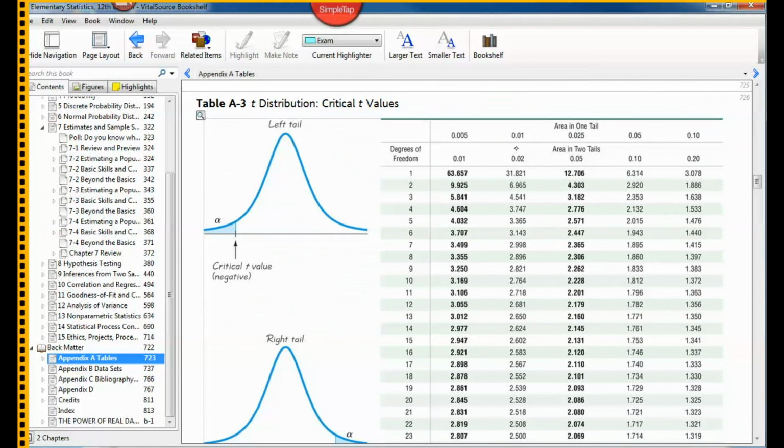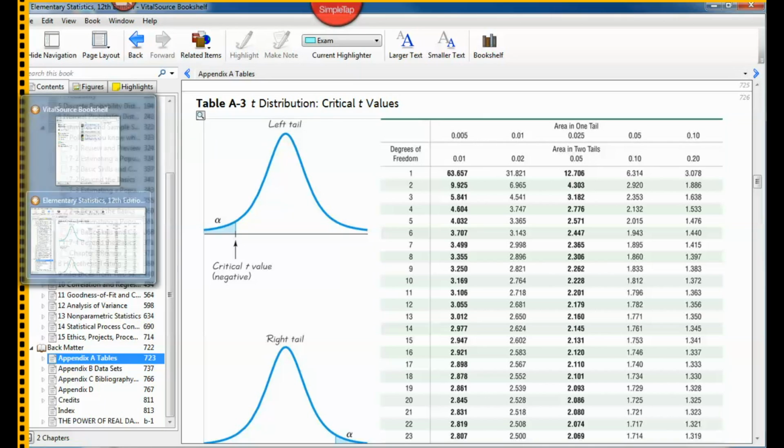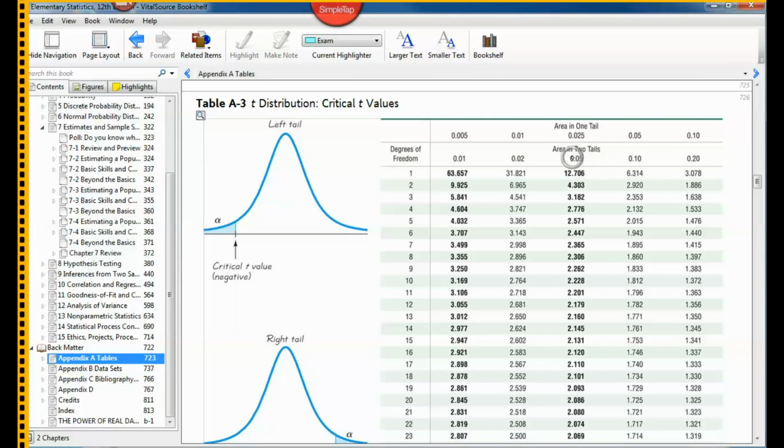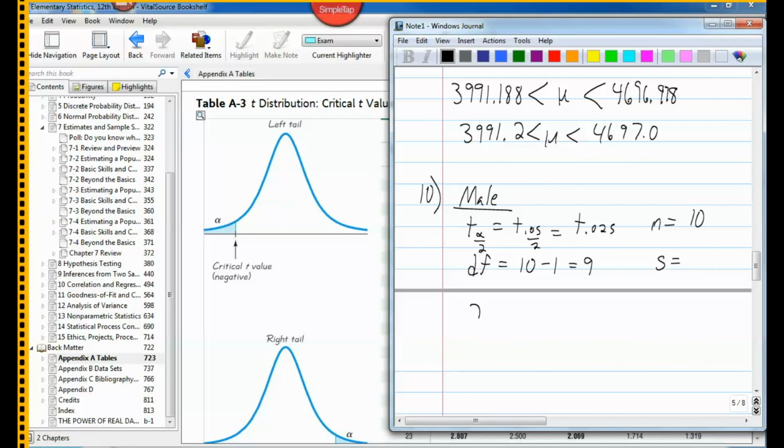All right, so remember our, let's see, we had a 95% confidence level. So that means that the alpha would be 0.05. That's the area in two tails. So the area in one tail would be 0.025. So that's this column. We had 10 data items. So our degrees of freedom is 10 minus 1, or 9. So that means that our critical t-score is 2.262. 2.262 is our critical t-score.